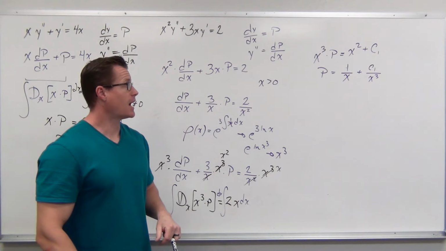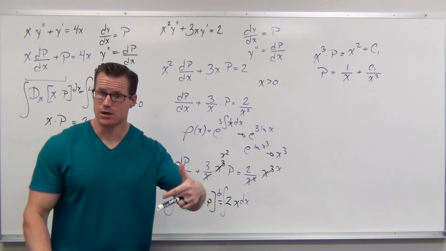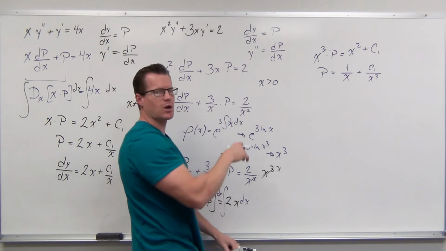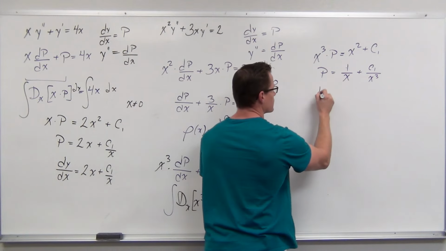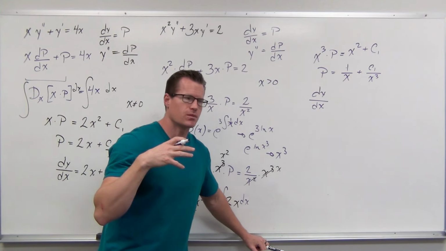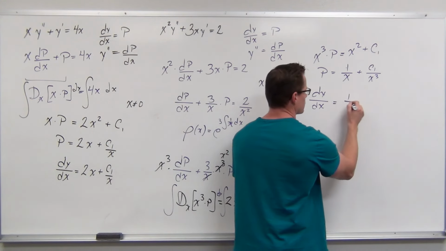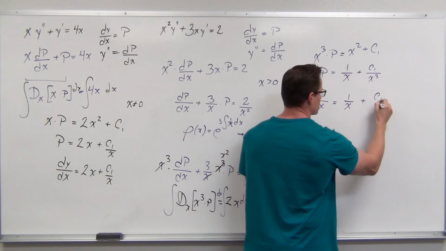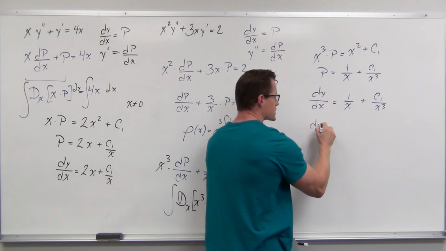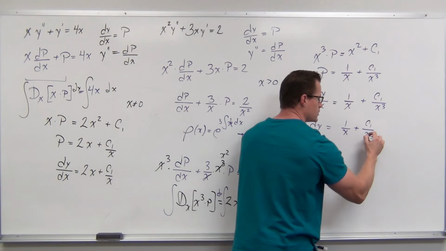Okay, fantastic. Now, the reason why we solve for p is because if we can do that, hopefully it's obvious to you, that if you solve for p, then when you replace p with what it actually represents, this dy dx, it automatically makes something that's ready to integrate for us. It's already there. So we're going to do that. We're going to say dy is this 1 over x plus c sub 1 over x cubed dx.